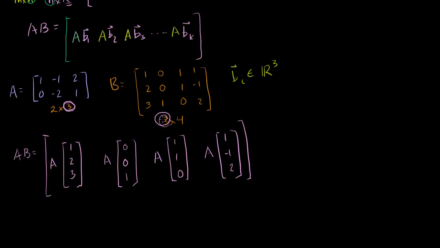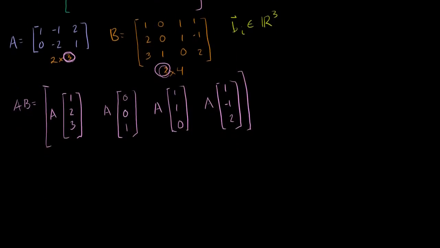That's why that number and that number have to be the same. Well, now we've reduced our matrix-matrix product problem to just 4 different matrix-vector product problems, so we can just multiply these. This is nothing new to us. So let's do it.